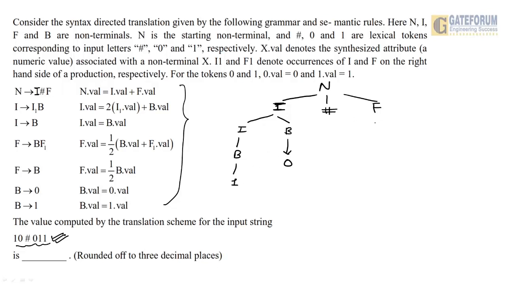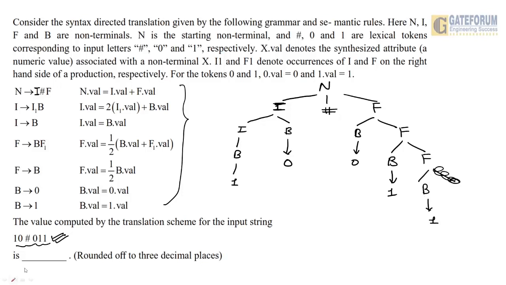Now F gives you BF. With the help of B you can generate 0. Now F gives you BF. With the help of B you can generate 1. Now again F gives you BF, but you can directly put B here. There is another rule, F tends to B. So we can put B here, and with the help of that you can generate 1 here.